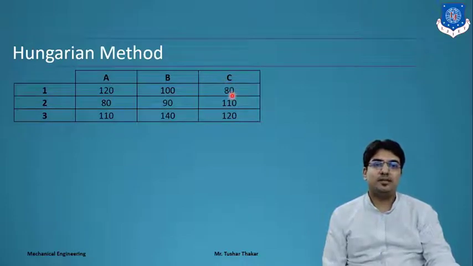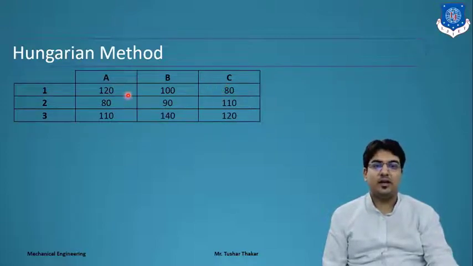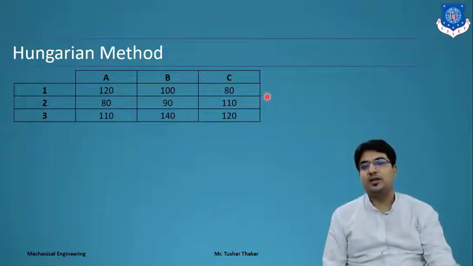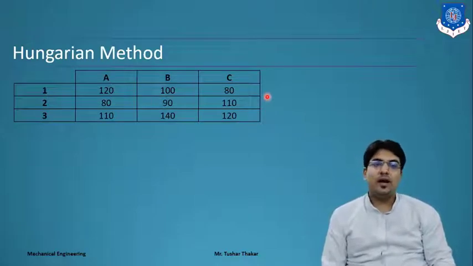So what is the next step? We have to subtract that 80 from these values. 120 minus 80 gives 40 over here. Same thing here, 20 over here, and here we get 0. The question is, why do we have to subtract that value?